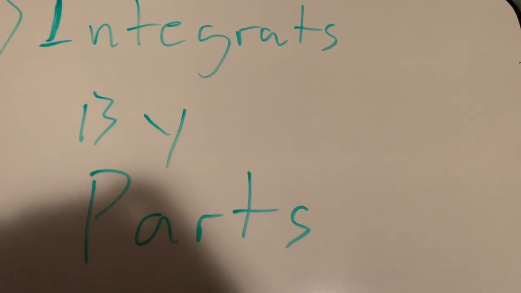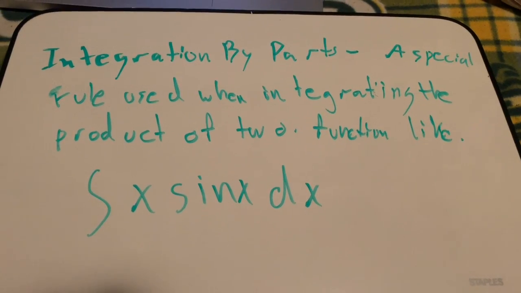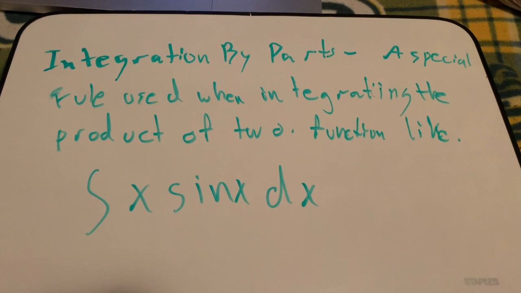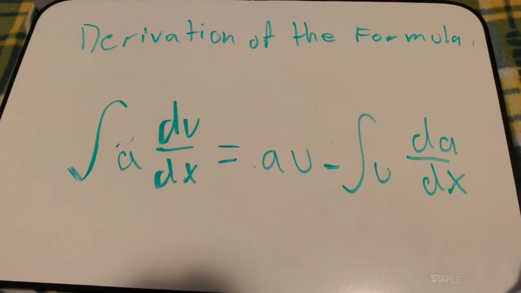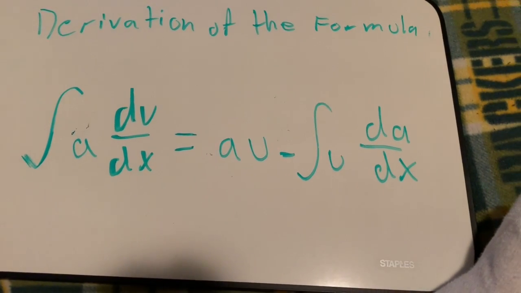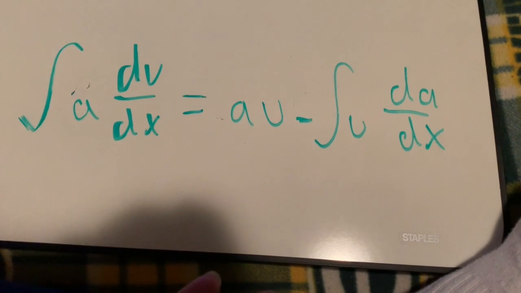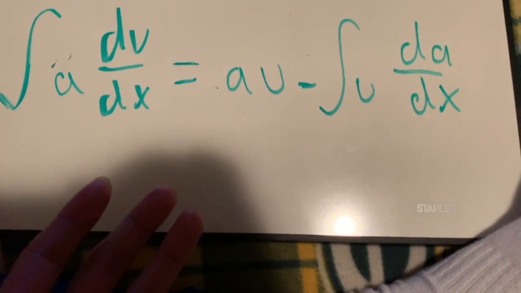And as you can see, today we're going to be doing integration by parts. Integration by parts is a special rule used when integrating the product of two functions. This is the formula that we use to solve integration by parts. But also, per usual, we have to derive this to understand where it comes from.